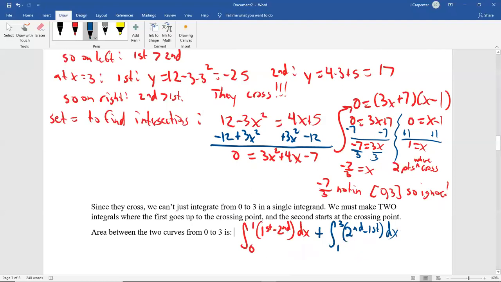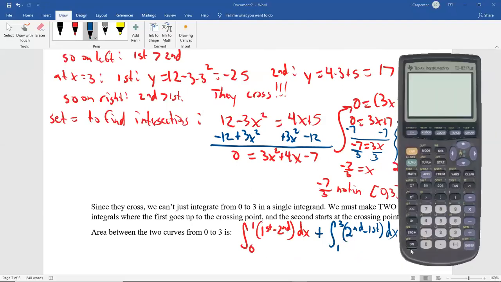Let me go ahead and show you the picture so that you can kind of follow along with this, so you can really see that they do cross and one ends up going higher than the other. So what were our two functions? We had 12 minus 3x squared, that was the first. And then the second was the 4x plus 5. So that's another quadratic and a line. So the first one will be a quadratic, the second one will be a line.